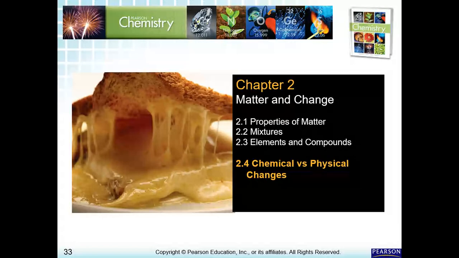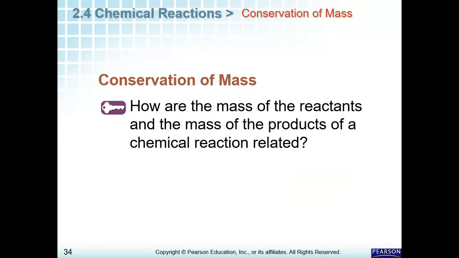Today we're going to do the last bit of section 2.4 that we didn't hit on the last lesson. Again, we are in the section titled Chemical versus Physical Changes. One thing to talk about when we talk about chemical and physical changes is this idea of the conservation of mass. And our key question here is, how are the mass of the reactants and the mass of the products of a chemical reaction related?